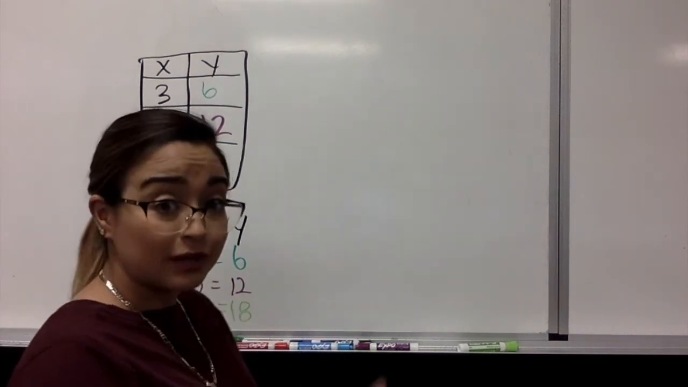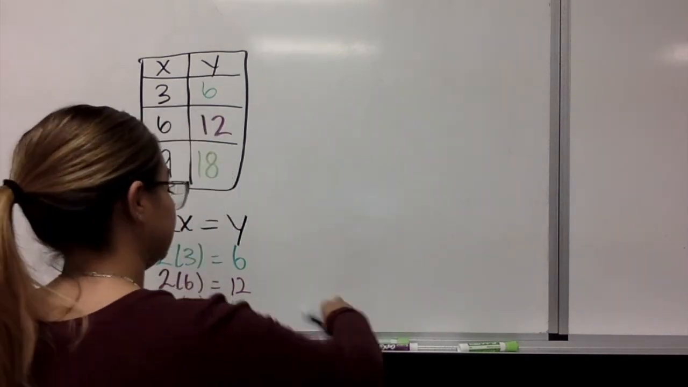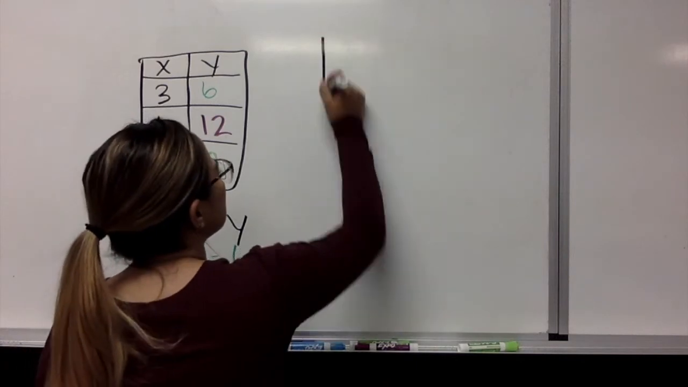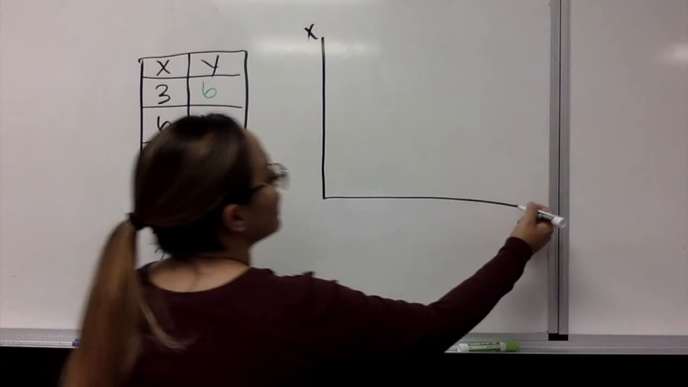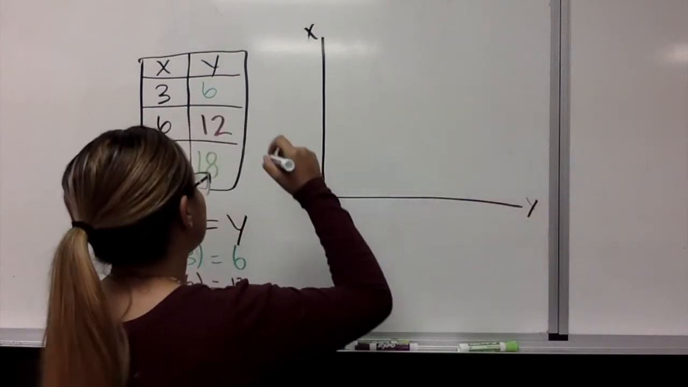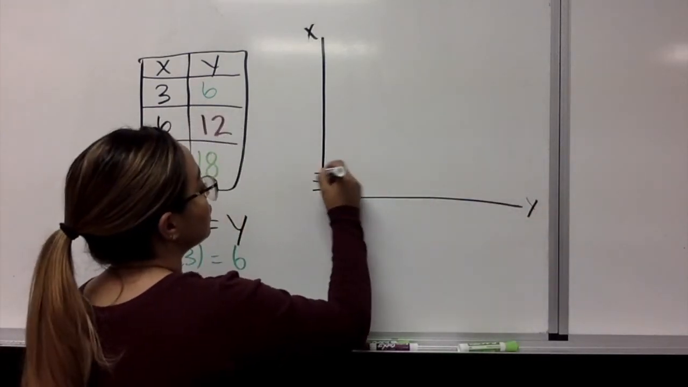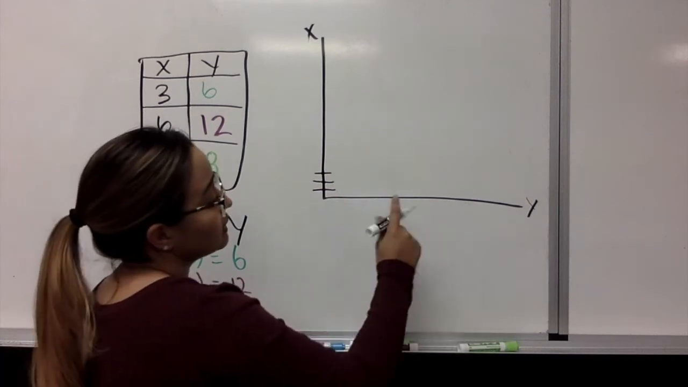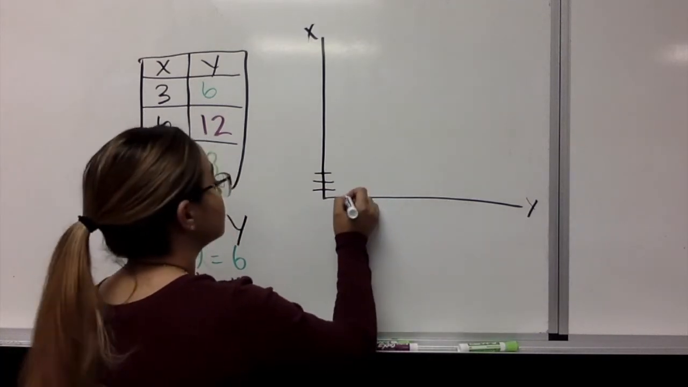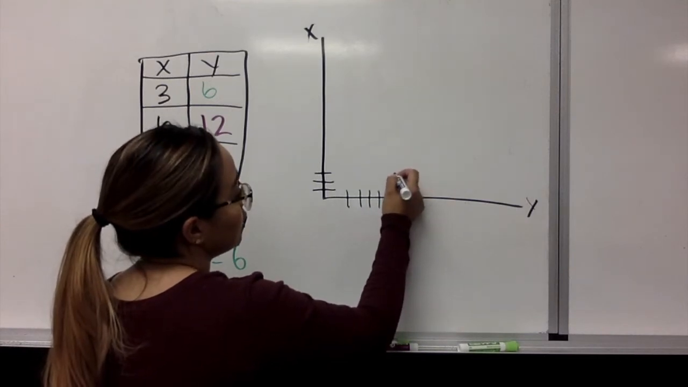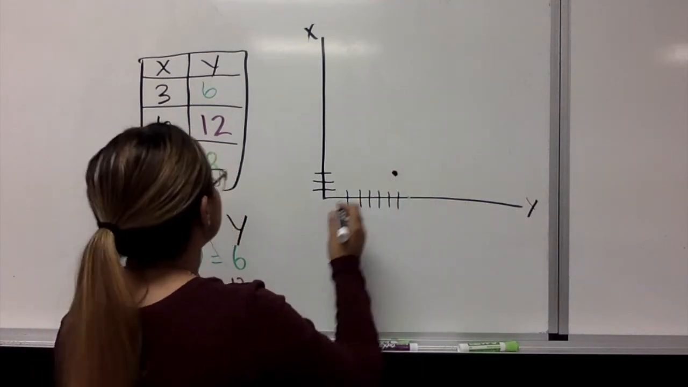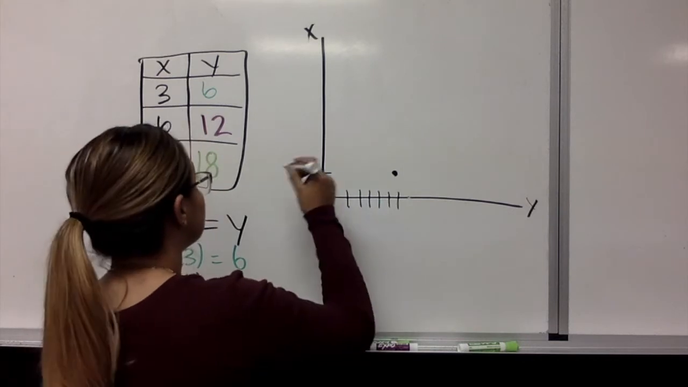Now, if we were to graph it, it'll look like this. We have our x and we have our y. Our x, let's go 1, 2, 3 up. Our y is going to go horizontally 6 times. So 1, 2, 3, 4, 5, 6. And our point is right there. And then we have x is a 6.